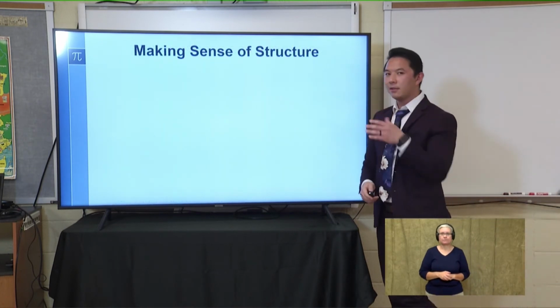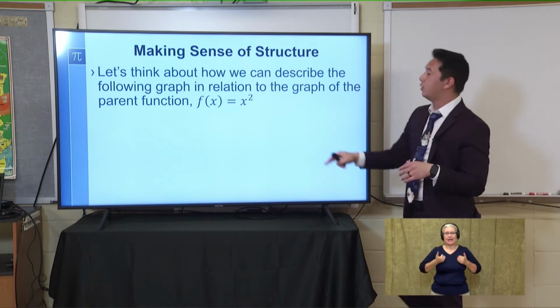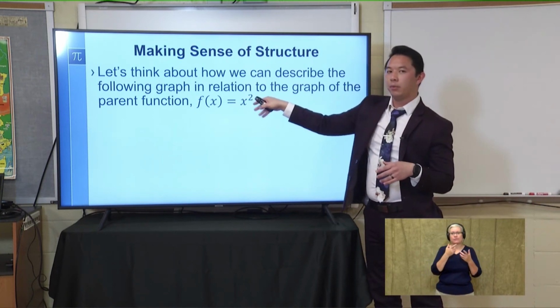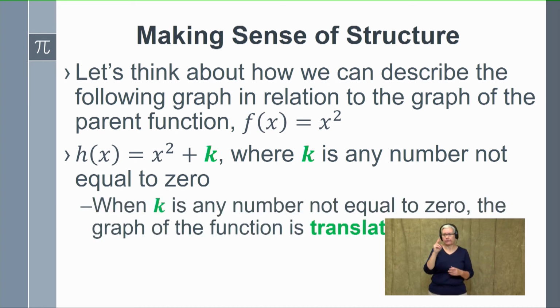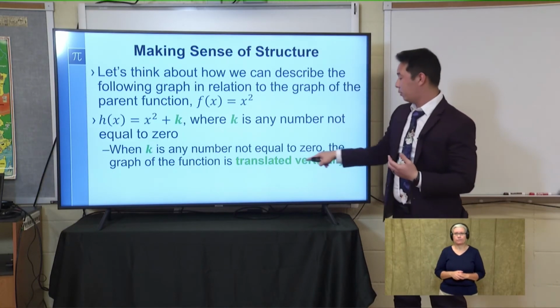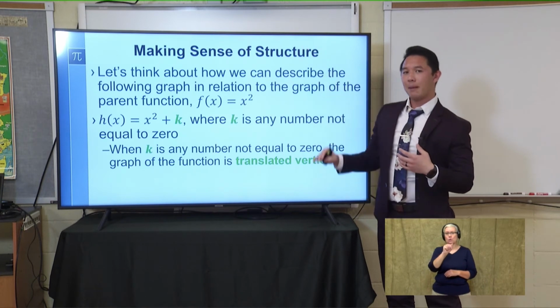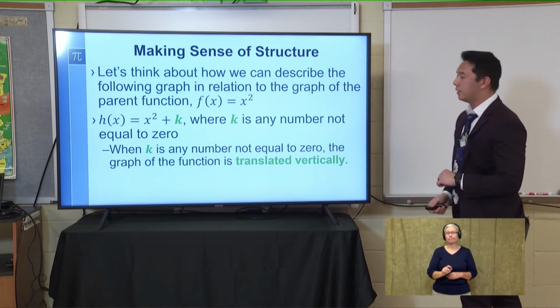All right, so let's make sense of some of these structures, and we want to compare how these things are to the original parent function of x squared. So when I'm looking at this function, x squared plus k, I'm going to say k here is any number that's not equal to 0, because if it is 0, then we're just left with x squared, our original parent function. So when we're talking about k not equal to 0, we're talking about a translation that is vertical. I'm moving my graph either up or down, and we saw that in our first couple of slides.